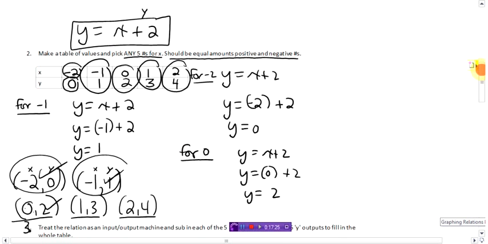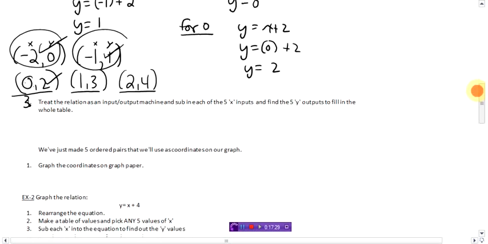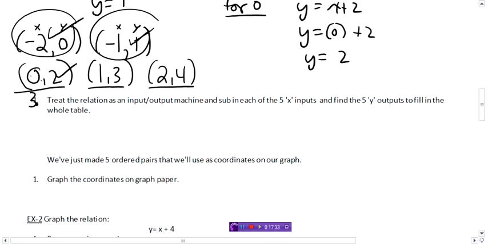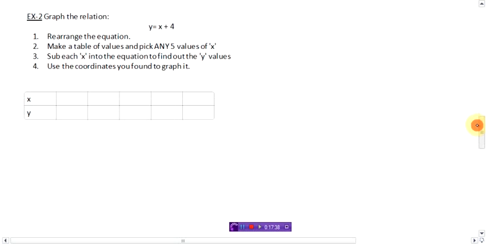I know the first time you saw it, you're probably thinking, oh my god, that looks really hard. You know what? It's the first example only. It's no big deal. Here comes the next example. And as long as we follow our 4 steps, this should be not a problem at all. Okay, now I'm going to not worry about the whole word problem thing. Let's just jump right to the relation y equals x plus 4.